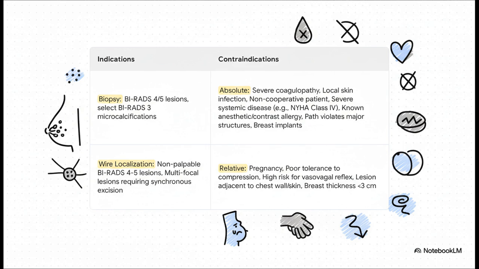The absolute ones are non-negotiable. Severe coagulopathy, a local infection, or significant systemic disease. Think NYHA class 4 heart failure. Then you've got your relative contraindications. These require real clinical judgment. We're talking about things like pregnancy, poor tolerance to compression, and tricky lesions right up against the chest wall, especially when the breast thickness is under 3 centimeters.